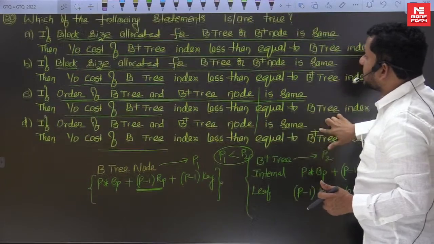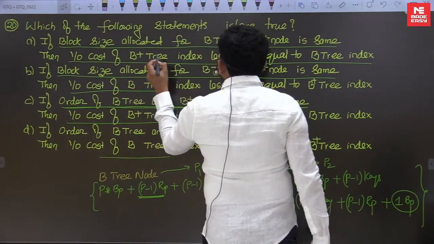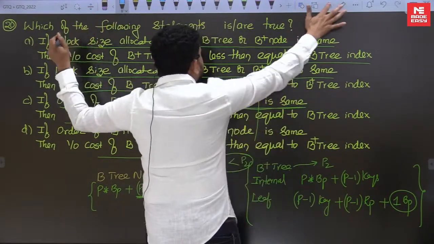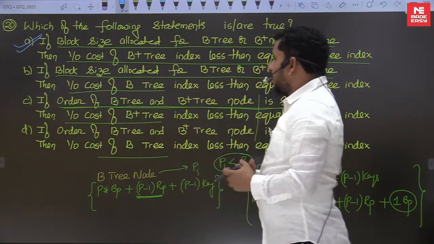If the block size allocated for B tree and B plus tree is the same, then B plus tree IO cost is less. This is the one statement.